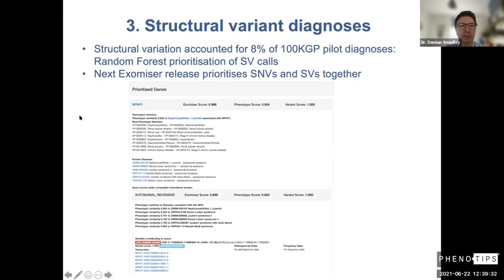Structural variants, I'm not going to say much about. Obviously, in our pilot paper, we showed 8% of the diagnoses came from structural variants. So it was a big source of potential extra diagnoses that have not really been looked at yet. And the next version of Exomiser, which should be released this summer, is able to prioritize SNVs and structural variants together. So that should help us identify more of these.